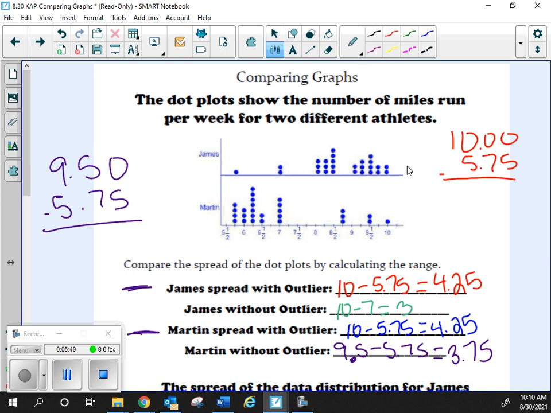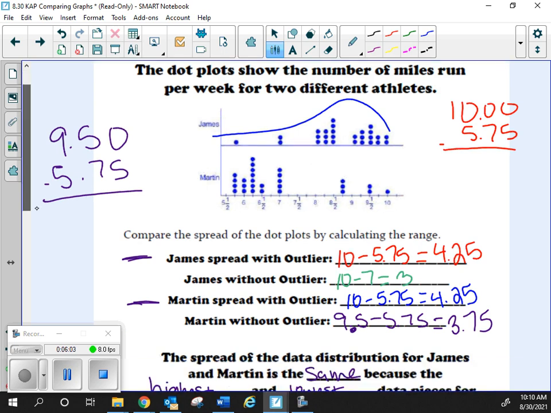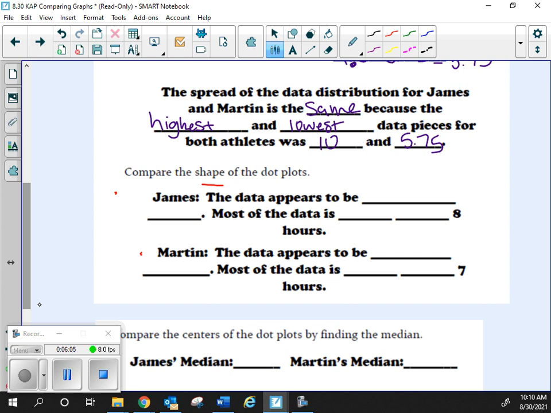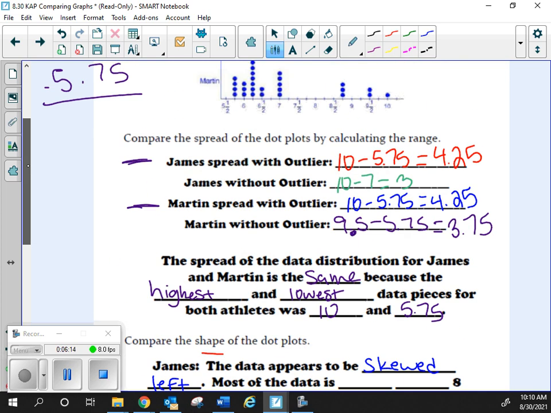Okay, remember the skew, we're looking for which side the tail is on, which one sort of dragged out. It's okay, it was an honest mistake. I appreciate the effort. Because the tail is on the left side, therefore it's going to be skewed left. Again, thank you for taking a chance. It's going to be skewed left because most of the data is on that other side.